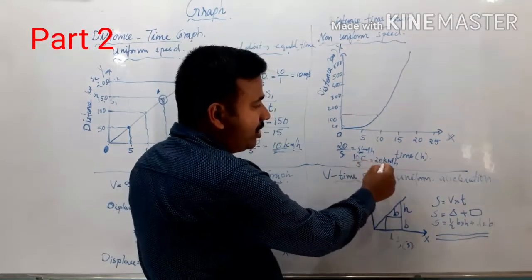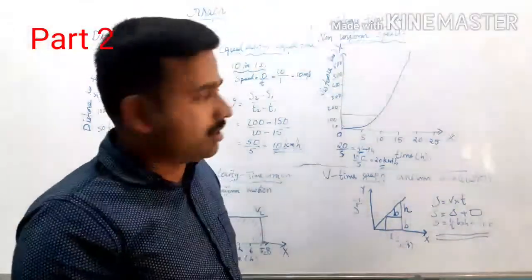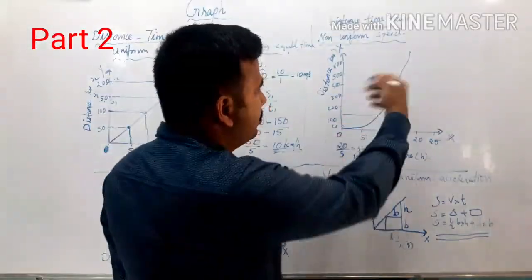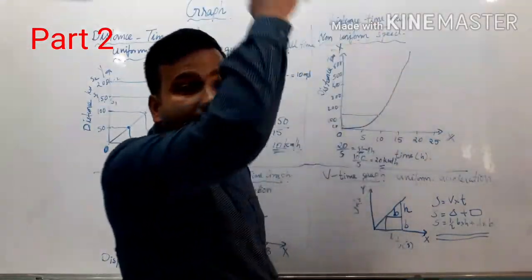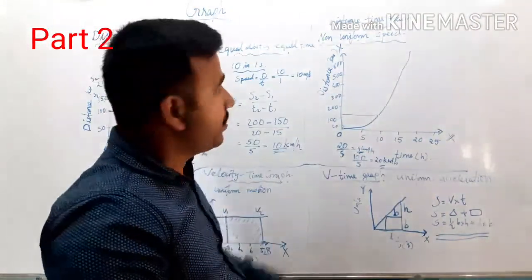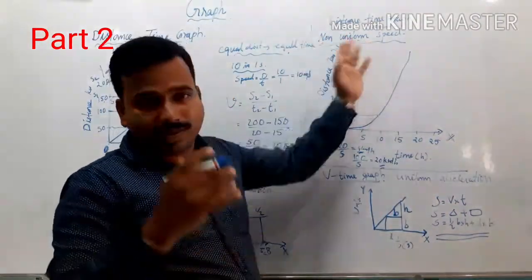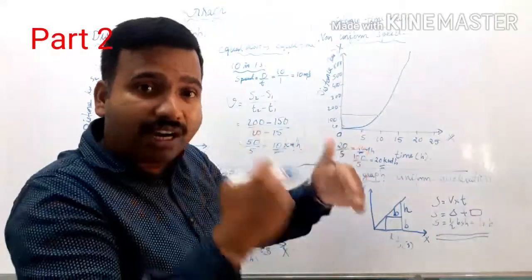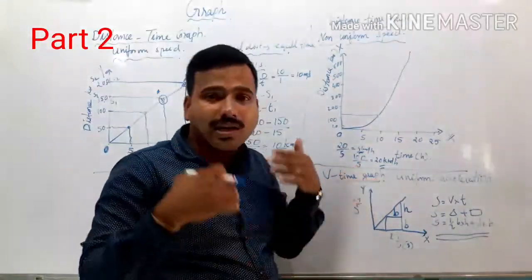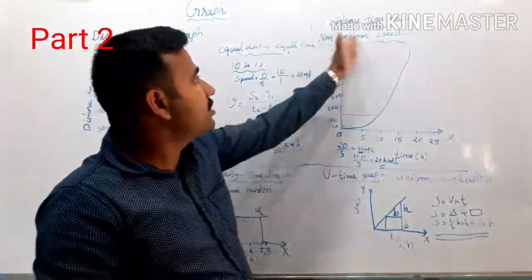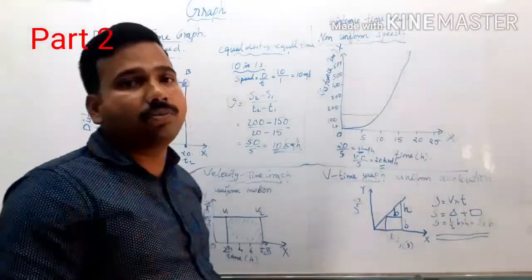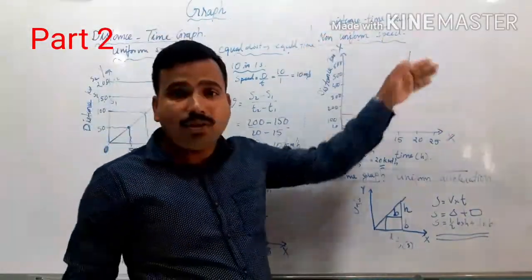So the speed is changing in this situation, and next we can see it's again increasing very high. Such a case, where the object is not covering equal distances in equal intervals of time, and such type of motion is known as non-uniform motion. The object is moving with non-uniform speed.